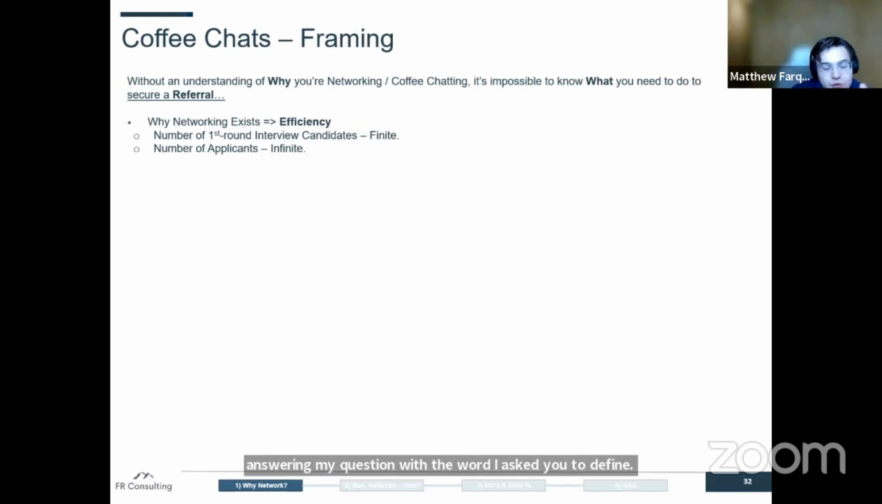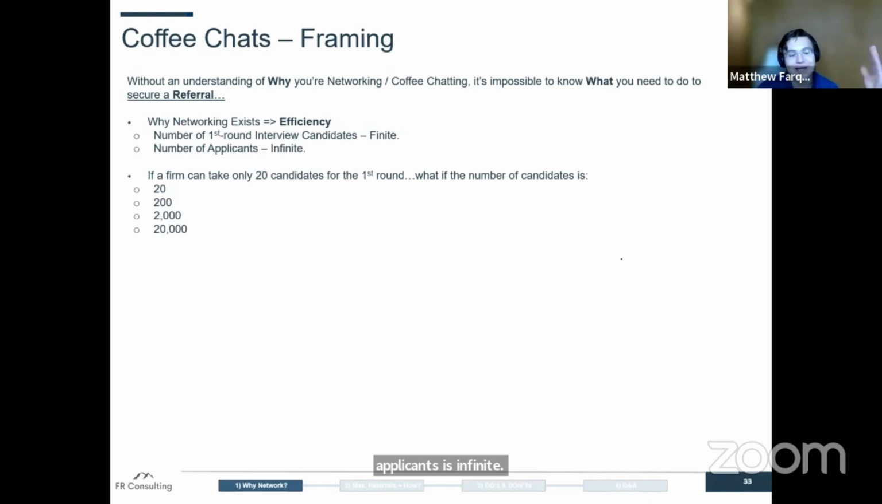So the reason why networking exists really comes down to efficiency. The number of candidates that a firm can interview is finite, and let's fix that. Let's say it's 20, and the number of applicants is infinite. It could be 1, it could be 2,000. But the point is, if you can only take 20 people for the first round interview, and you scale up the number of applicants, at some point, can you still be confident that on their resume alone, or their application package alone, the 20 you select are truly the 20 best candidates? Because in the 20,000 case, which is like Goldman Sachs, that means you are 100% certain that 19,980 people are not investment bank material on their application package alone.